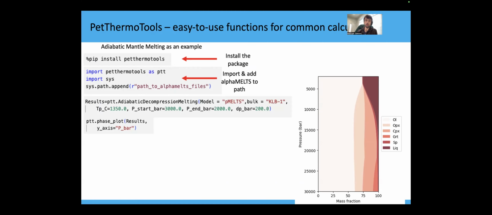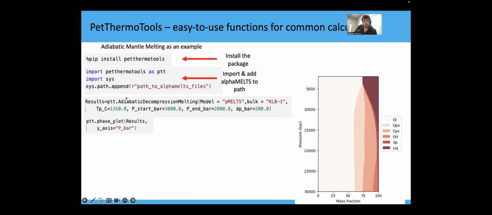So the adiabatic decompression melting function, we should use pmelts. Remember what Paul spoke about earlier, how pmelts was calibrated based on lherzolite experimental data for pressure between 1 to 3 gigapascals. Well, that looks reasonably good for what we're looking at on the right-hand side. We have some saved bulk compositions. So the KLB1 peridotite is a saved bulk composition. Potential temperature, and the information about your pressure and pressure step within the model.